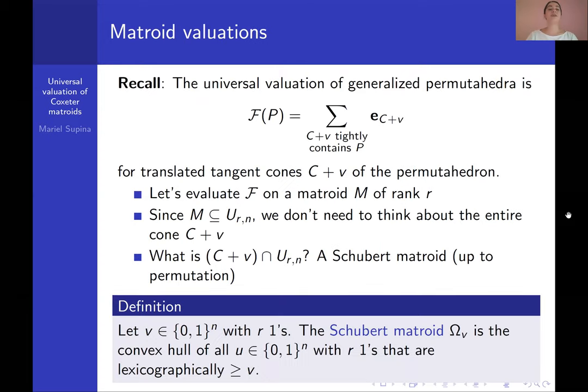So, a matroid valuation. We want to find now a universal valuation for matroids. Let's just forget the Coxeter part, just type A matroids. We can do this by starting with the universal valuation of generalized permutahedra that I mentioned before, and seeing what we get when we evaluate this on matroids.